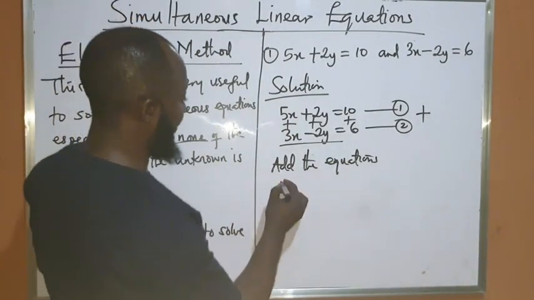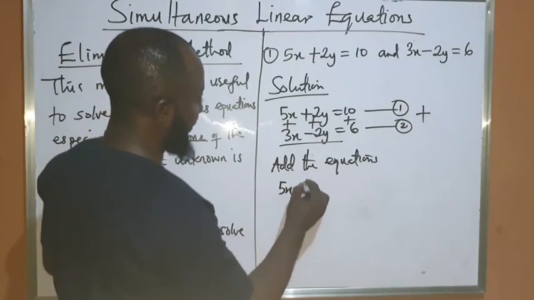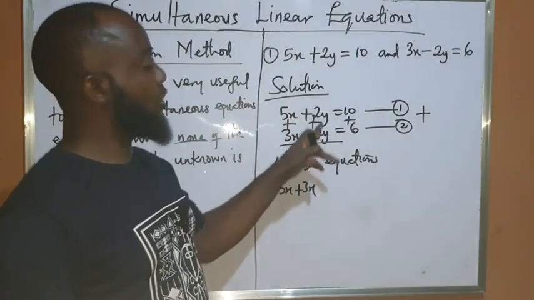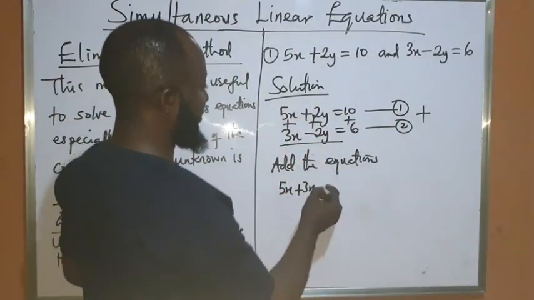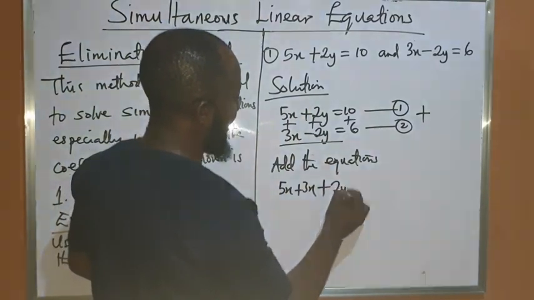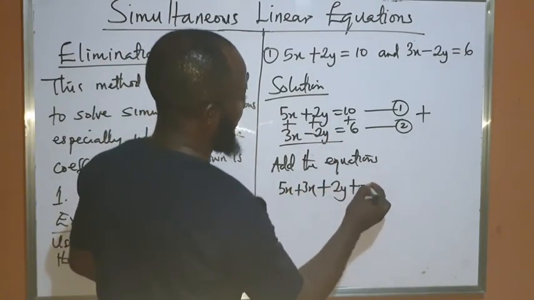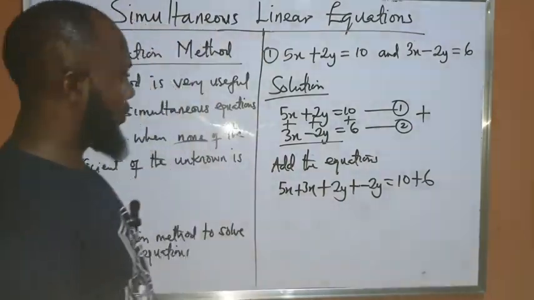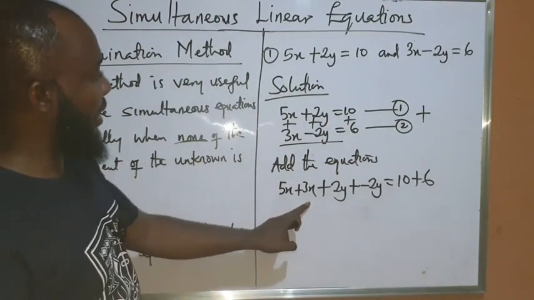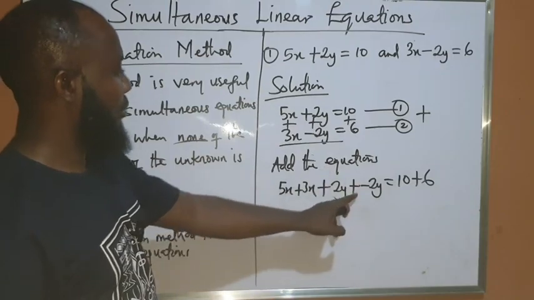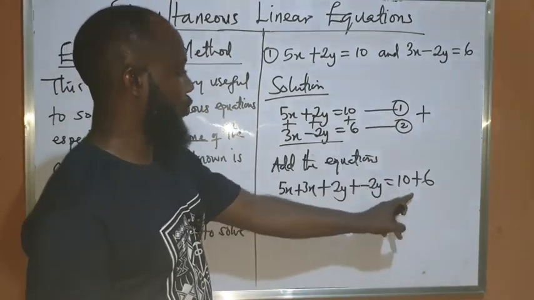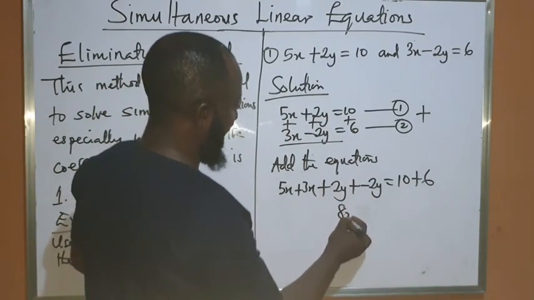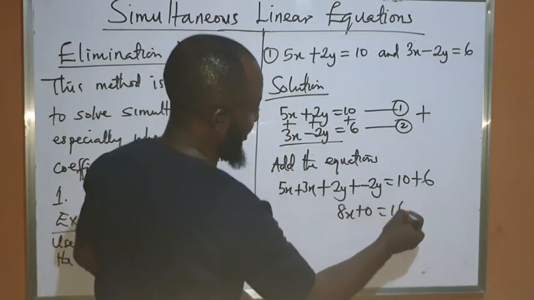So that means we're going to have 5x plus 3x. Even if you subtract, you see that this will not give you 0. So that is going to have plus 2y, plus minus 2y, equals 10 plus 6. This is what I've done. I've added this 5x plus 3x, then plus 2y plus minus 2y, then 10 plus 6. So this gives 0. So we have 8x plus 0 equals 16.